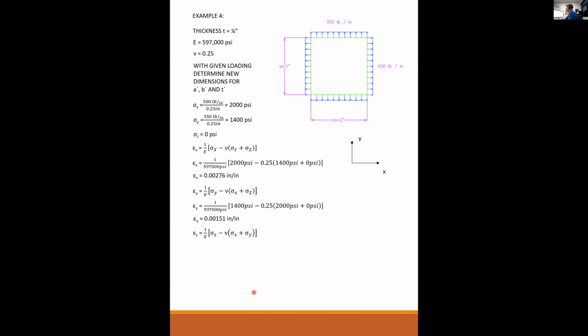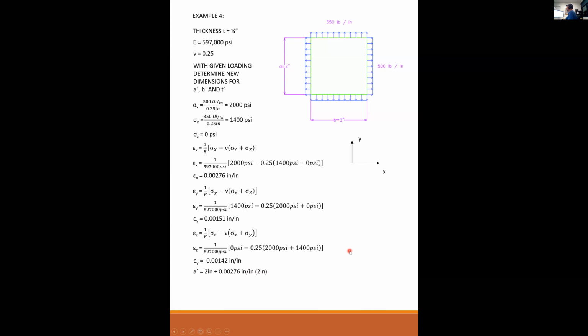And here's the interesting one: epsilon Z is equal to 1 over E, sigma Z, which is 0, minus nu times sigma X plus sigma Y. So if I plug in the values, sigma Z is 0, but you have nu times 2000 plus 1400 PSI. So I do have a negative strain in the Z direction of 0.00142. And the negative strain means that the material is shortening. It's not really compressing because there's nothing pushing it down, but it's not elongating, it is shortening.